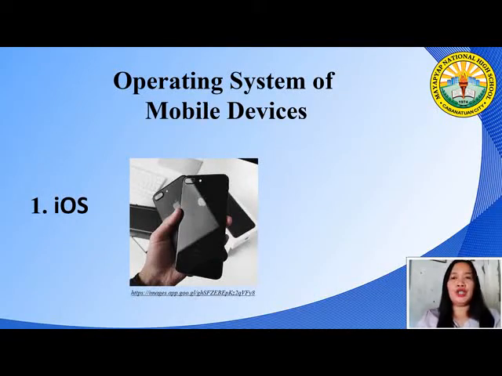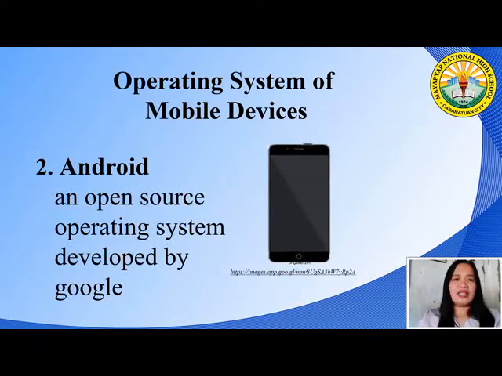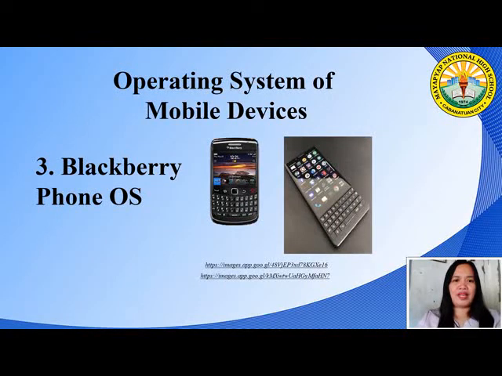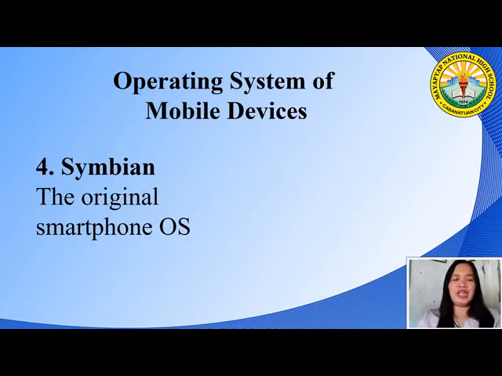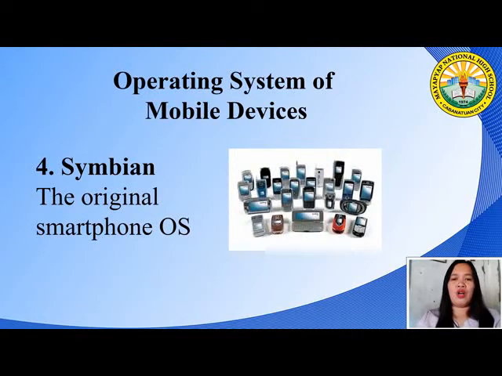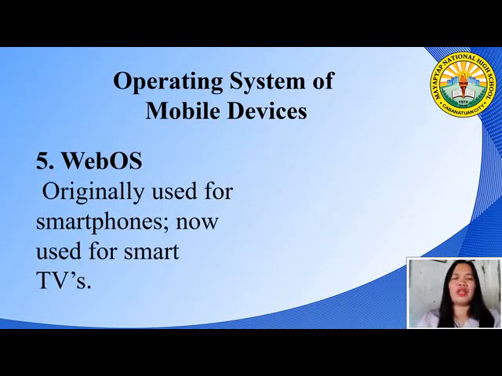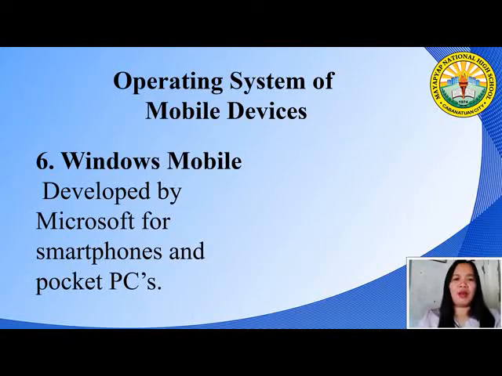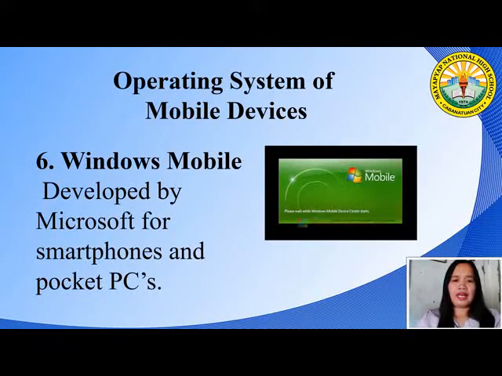And let's now enumerate the operating systems of mobile devices. iOS is used for iPhone or iPad. Second is Android, an open source operating system developed by Google, used by smartphones. Third is BlackBerry Phone OS, used for BlackBerry mobile devices. Symbian, the original smartphone OS. This is the old Nokia mobile phone. WebOS, originally used for smartphones, now used for smart TVs. Windows Mobile, developed by Microsoft for smartphones and pocket PCs.